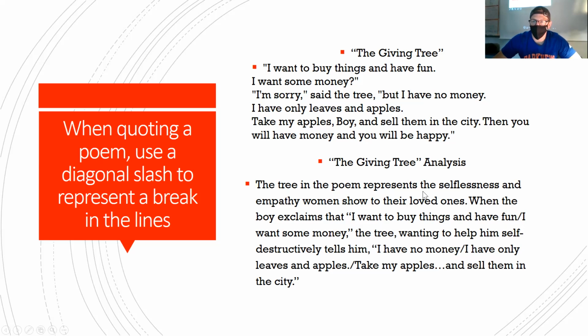The tree in the poem represents the selflessness and empathy women show to their loved ones. When the boy exclaims that, quote, "I want to buy things and have fun, I want some money," the tree wanting to help him self-destructively tells him, quote, "I have no money, I have only leaves and apples, / take my apples and sell them in the city." So, "I want to buy things and have fun" correlates to this line up here. In the poem, this line ends here and goes to another line: line 2, "I want some money."